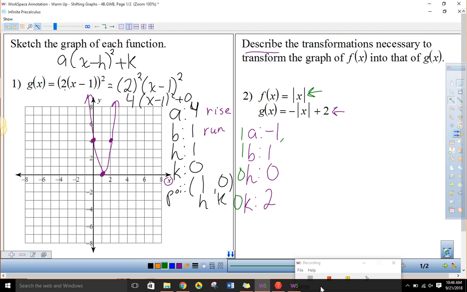What does that do to my graph? Reflection over the x-axis. Very nice. Reflect over the x-axis. This guy's still 1, we don't have to say anything. This guy's still 0, we don't have to say anything. What happens with my K value? Very good. Shift up 2. If you don't want to use the word shift, what's the other fancy word you could use? Vertical translation. Very nice.